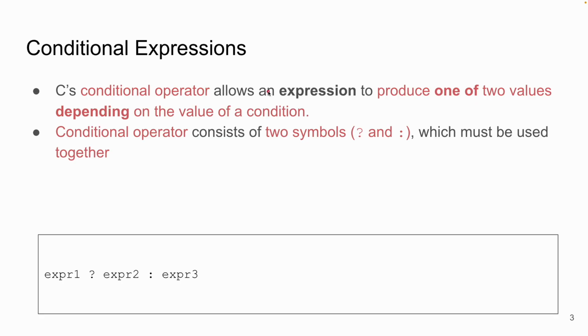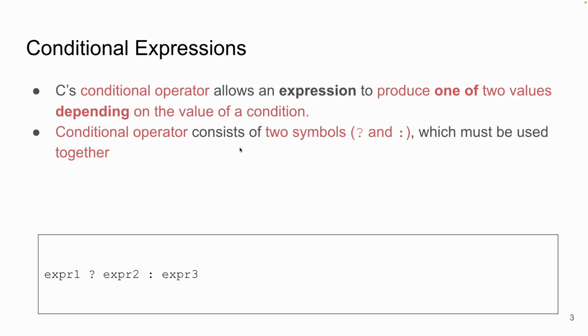So C has a conditional expression. To write a conditional expression, we need to use a conditional operator. This operator can let an expression produce one of two values, depending on the value of a condition. I know this sentence is a bit hard to understand, so I will provide you another example in a later slide, so you will have a better understanding of this.